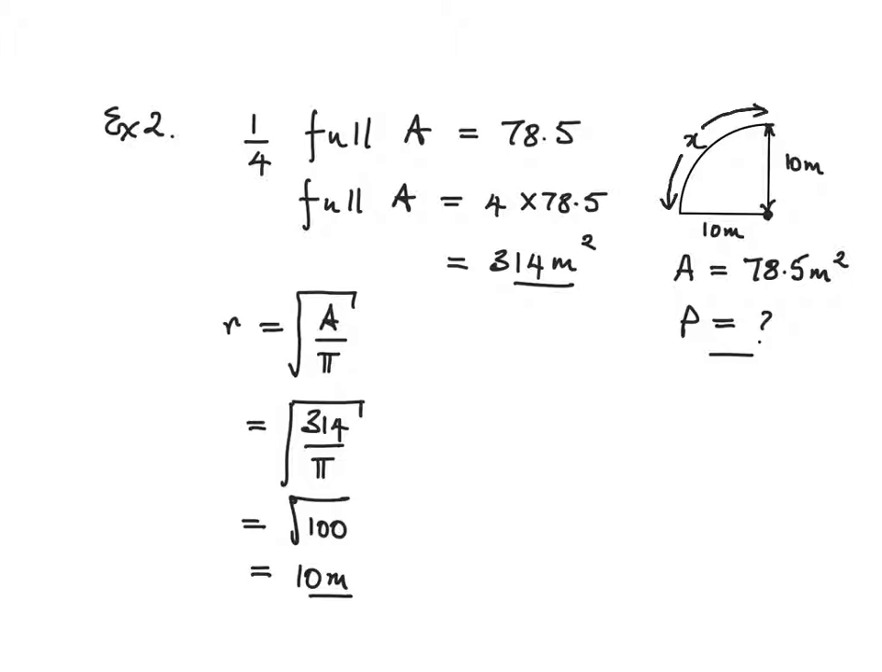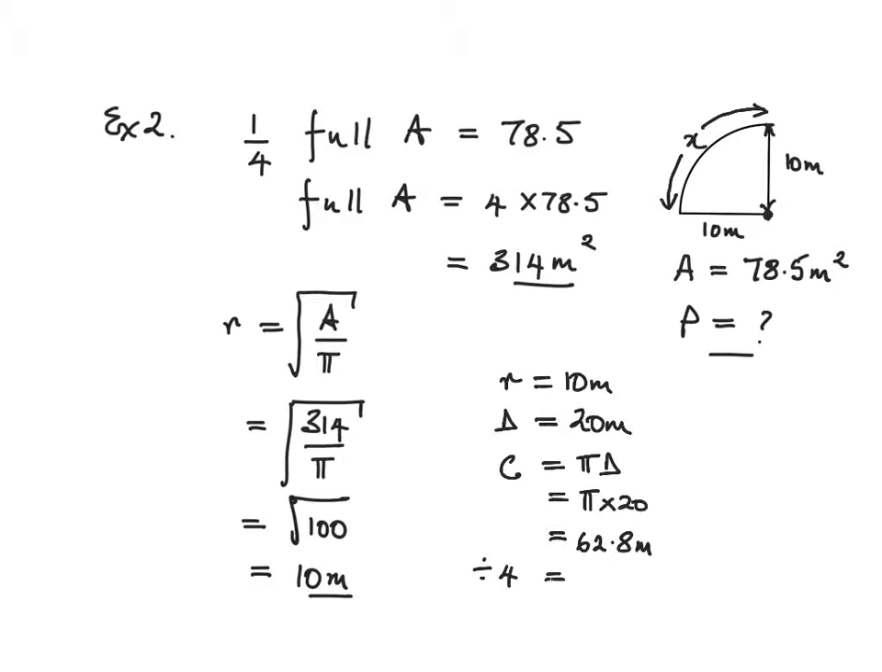Now, what we have there is 1/4 of the circumference of a circle. Now we know that the radius of the quarter circle is 10 metres. We can see that the diameter then is 2 times 10, which is 20 metres. We can work out the circumference, pi times the diameter, so that's pi times 20 equals 62.8 metres, and we must remember to divide by 4 because we have a quarter circle, and that comes to 15.7 metres.